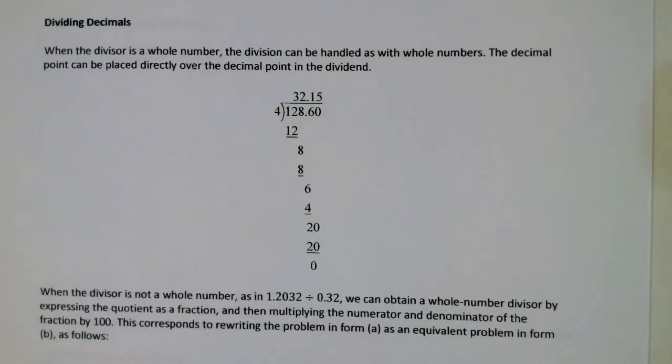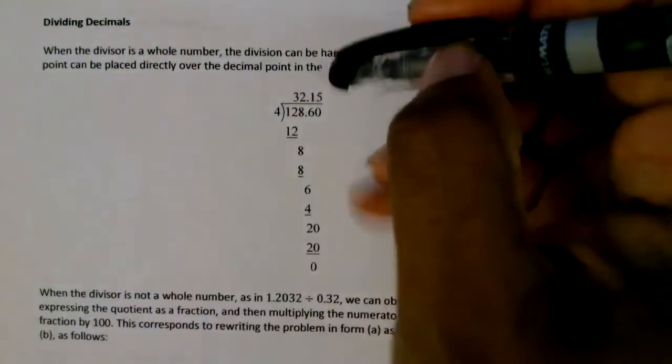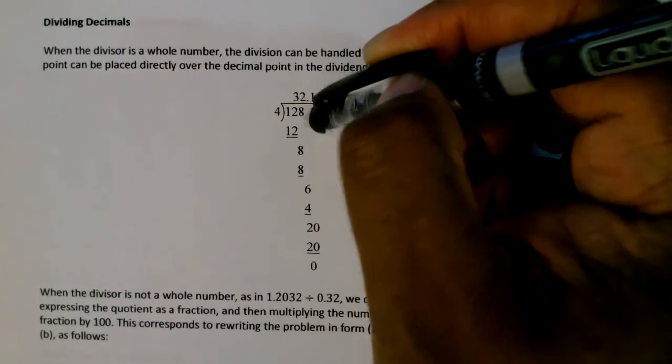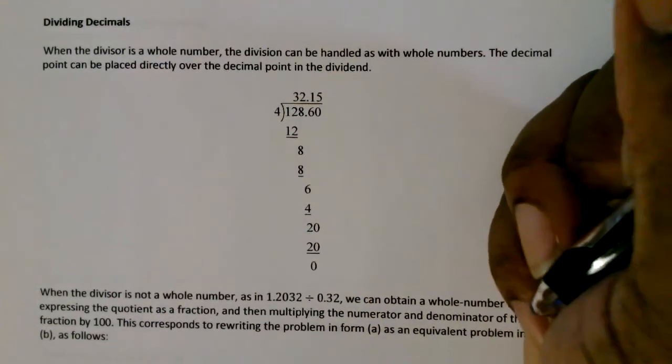All right, next we'll look at dividing decimals. When the divisor is a whole number, the division can be handled as with whole numbers. The decimal point can be placed directly over the decimal point in the dividend, like in this number, 128.60 divided by 4. Now notice here, they place the decimal point directly above this decimal point in our dividend.